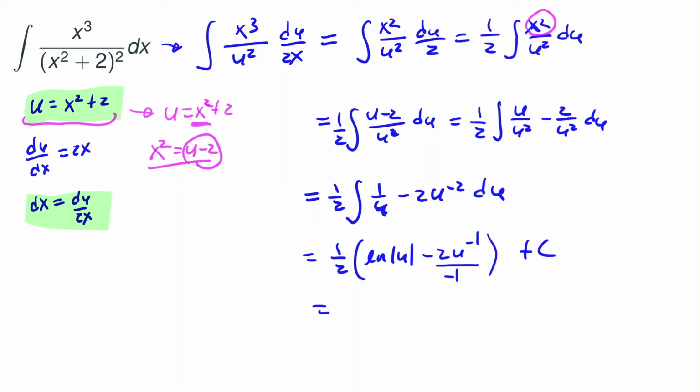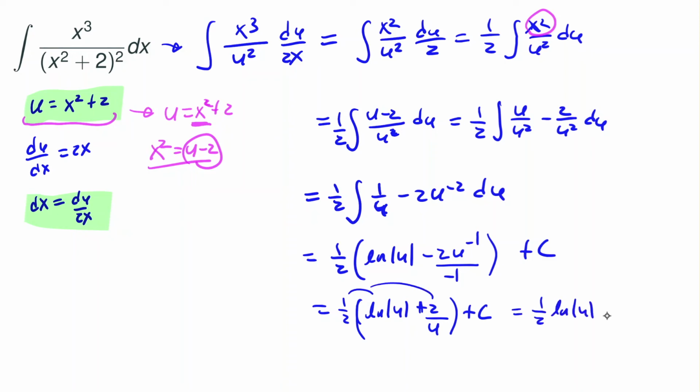So let's simplify. This is plus 2. Negative 2 divided by negative 1 is plus 2. u to the negative 1, we can write it in the denominator with a positive 1 power, like this, plus c. So let's distribute the 1/2. We get 1/2 ln u plus 1 over u, because 1/2 times 2 over u gives us 1 over u, plus c.